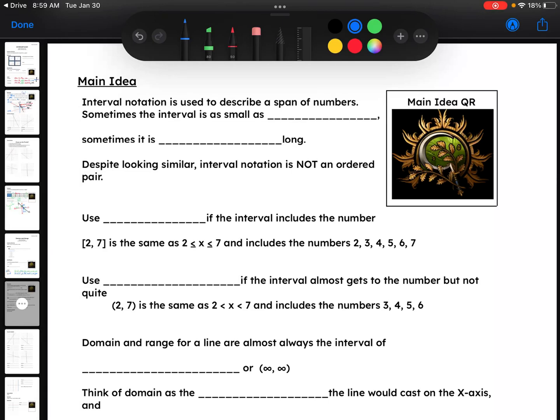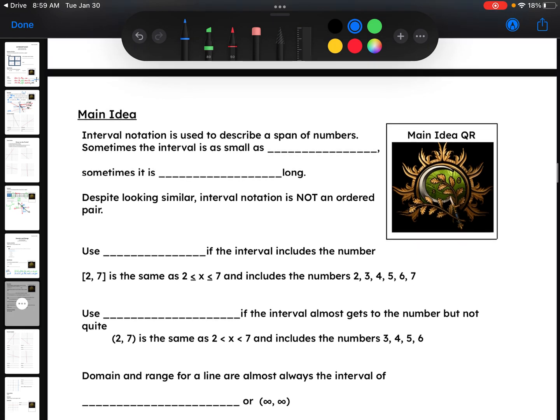All right, everyone, this is the main idea for domain and range. So I want to start off with interval notation. Interval notation looks either like brackets, so like [3, 5] would mean the interval from 3 to 5, so 3, 4, and 5. You can also use parentheses, (3, 5), which means something slightly different that I'll talk about in a second. But interval notation is used to describe a span of numbers.